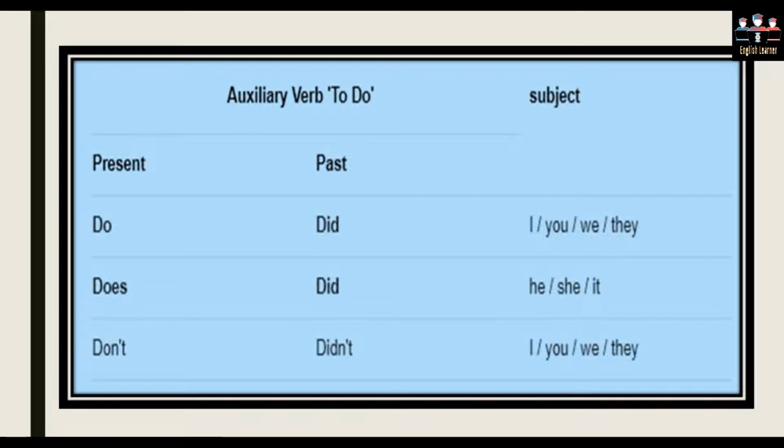Whereas in the past tense we use did with the first form of a verb, and did is used with the whole category of subjects. It is I, you, we, they, he, she, it. Means either the subject is singular or plural, we are going to use did in the past tense. Whereas in negative sentences we use didn't.